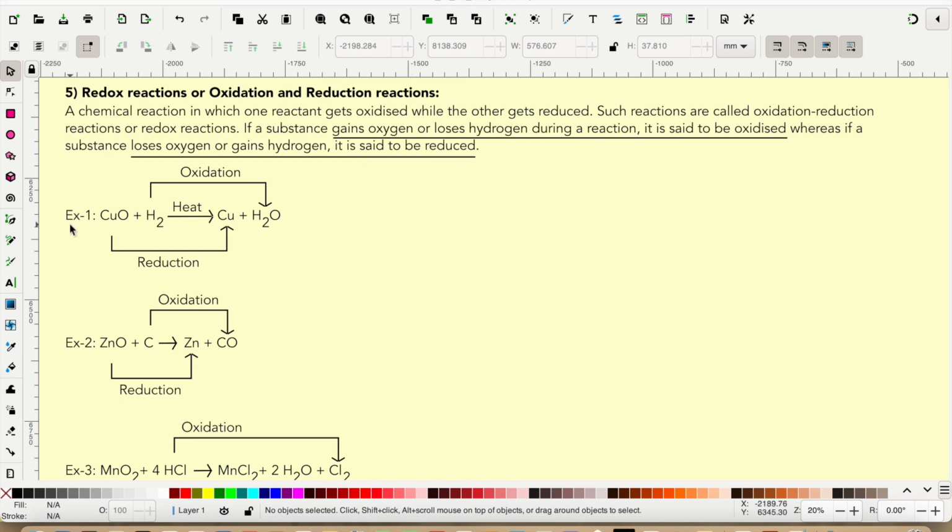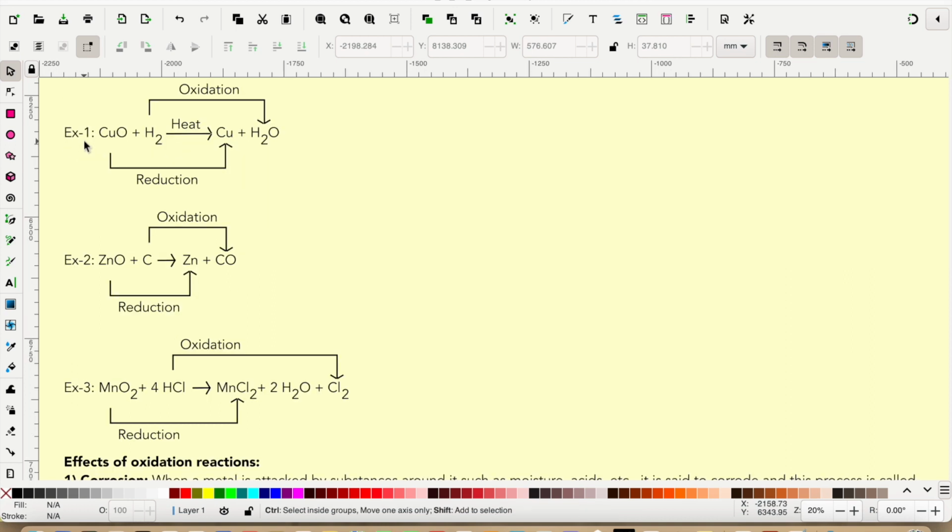Let us understand this with the help of these examples. In the first reaction, a mixture of copper oxide and hydrogen is heated to make copper and water. Here H2 is gaining oxygen to make H2O, so it is oxidized. CuO is losing oxygen to make Cu, so it is reduced.